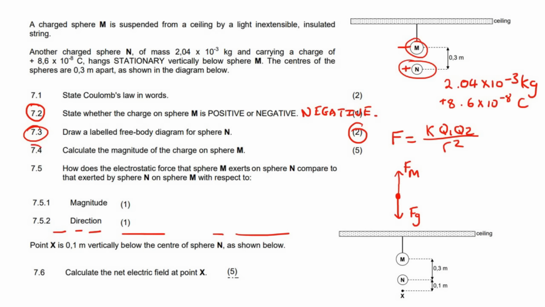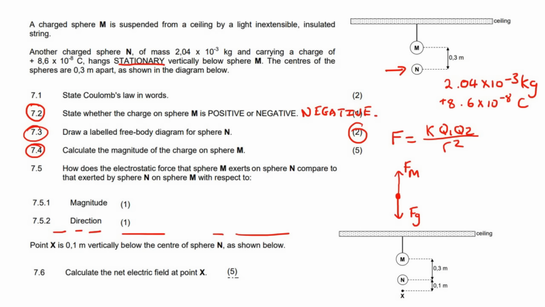This question is for a good old 5 marks. Calculate the magnitude of the charge on sphere M. Very easy question, actually, guys. What we can do is the following. We know that this object is not moving. I don't want to just assume that, I'm sure they've told us that. Another charged sphere N carrying hangs stationary.